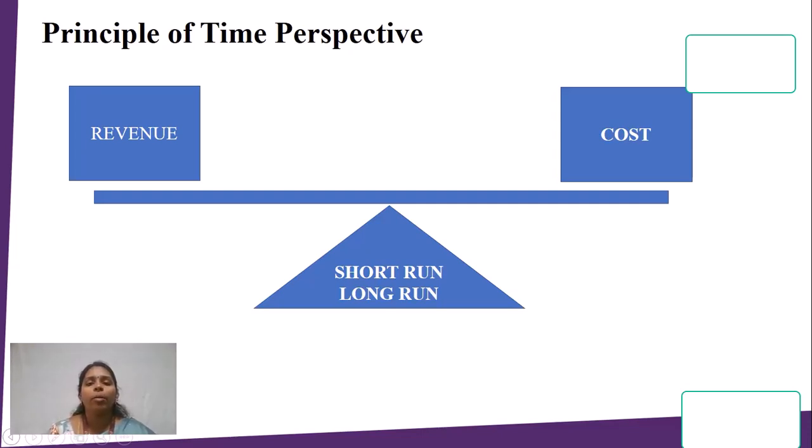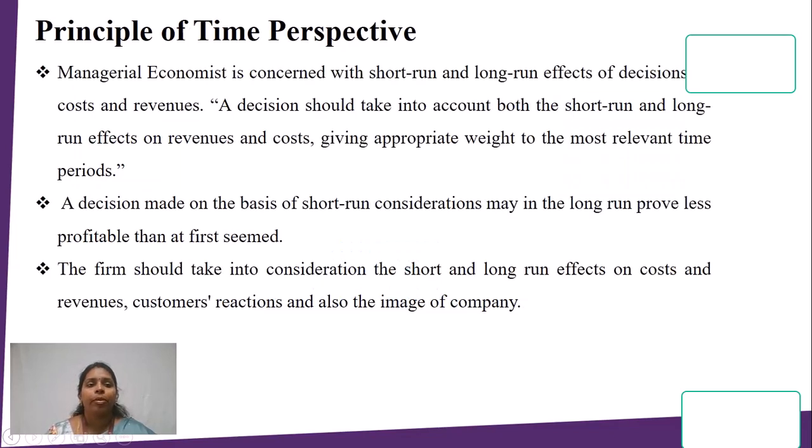It is the duty of the managerial economist to balance revenue and cost in his business. It is not only important to balance revenue and cost, it is also important to balance both in the short run as well as the long run. The managerial economist is concerned with short run and long run effects of decisions on cost and revenues. A decision should take into account both short run and long run effects on revenue and cost, giving appropriate weight to the most relevant time periods.